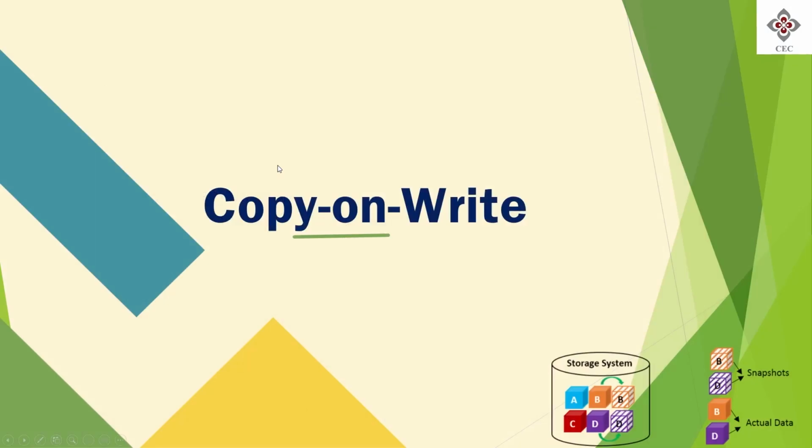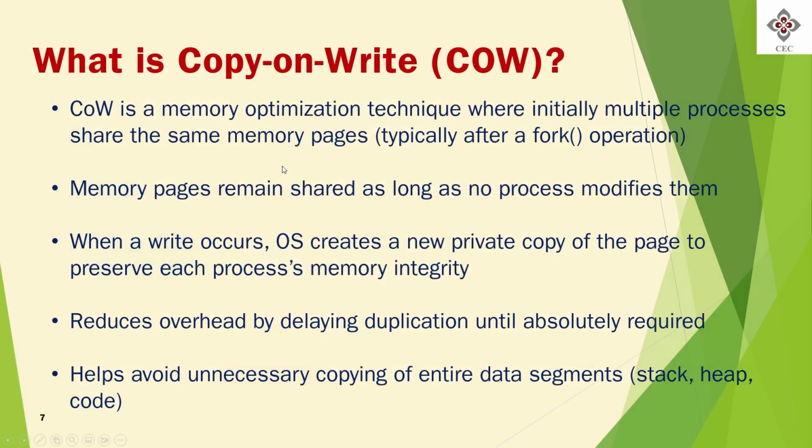So, the first one is copy on write. As we discussed, it is a memory optimization technique where multiple processes share the same memory pages. Typically, if you make a system call, it will create a child process. When you create a child process, both parent and child will have a process space. Whenever no write operation is happening, there is no need for a separate address space for the child.